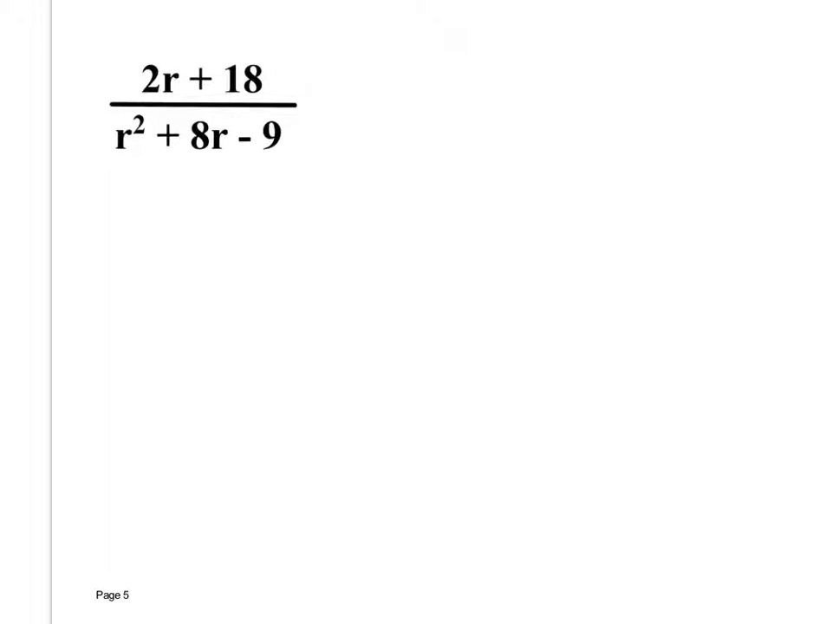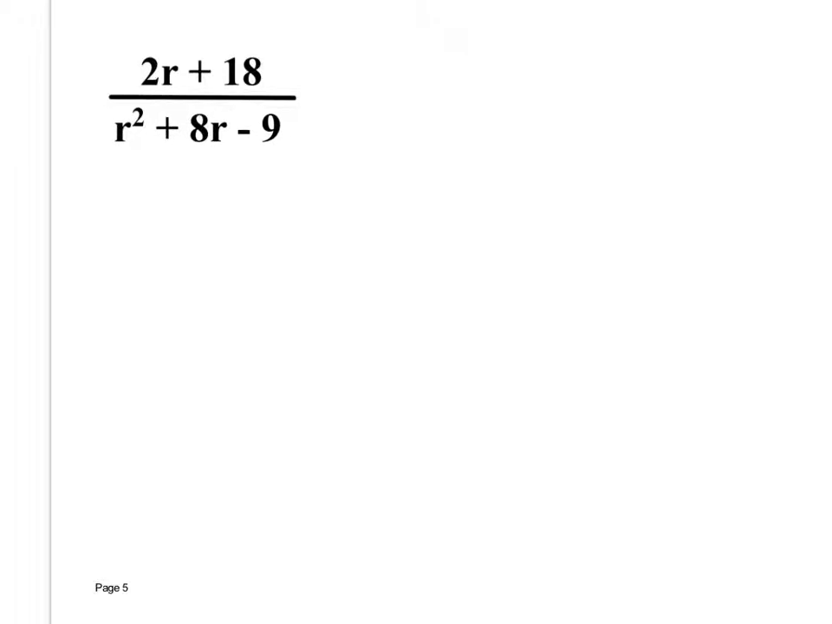So let's do one like this. After I simplify, I'm also asked to state the excluded values for R. So once you simplify as much as possible, you have to find out what R cannot be. So here, I'm going to factor the top. I'm going to take 2 out of the top, and I'm left with R plus 9.